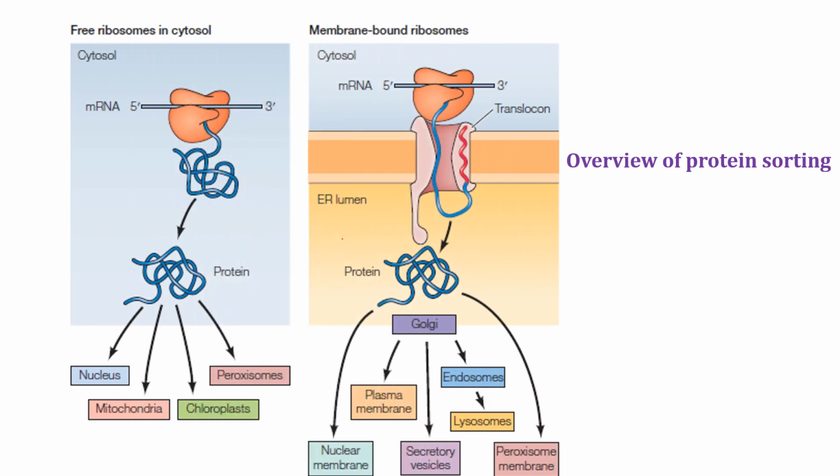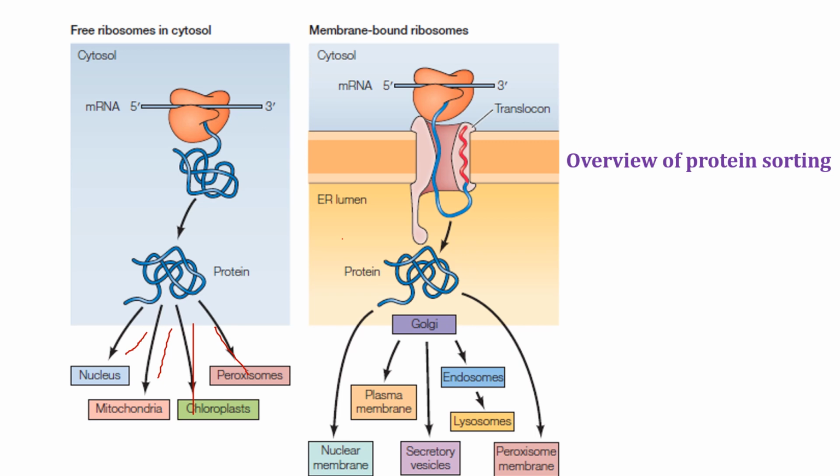Now an overview of protein sorting. In higher eukaryotic cells, the initial sorting of proteins to the ER takes place while translation is in progress. Proteins synthesized on free ribosomes in the cytosol either remain in the cytosol or are transported to the nucleus, mitochondria, chloroplast or peroxisome.